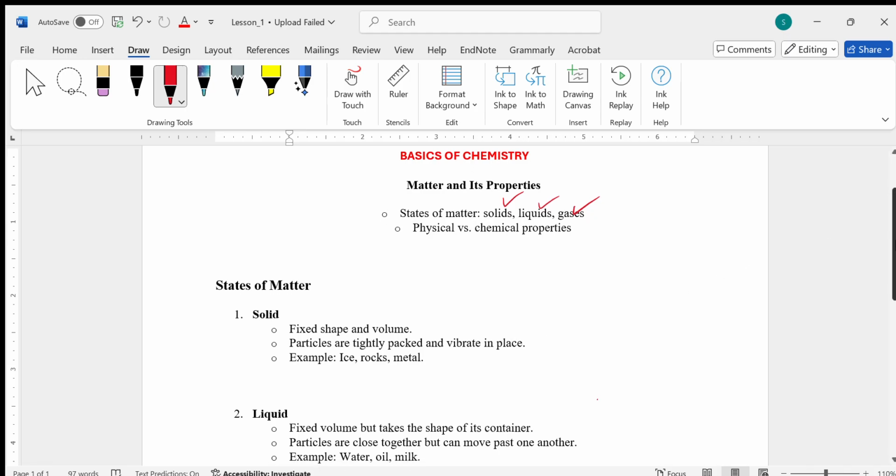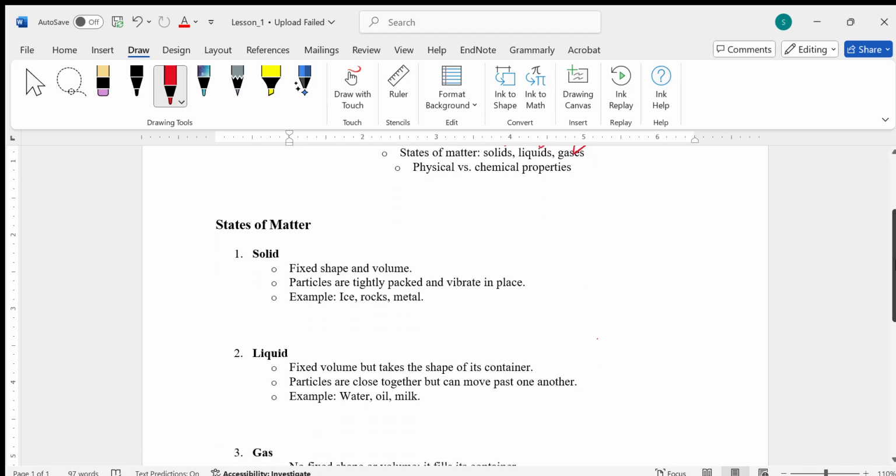So the states of matter: solid. Solid will always have fixed shape and volume. And the particles in a solid will be tightly packed and vibrate in place. For example, ice, rocks, and metal. So, ice. In an ice cube, the atoms or molecules inside will be very closely and tightly packed. They will have little to no room to move or float around.